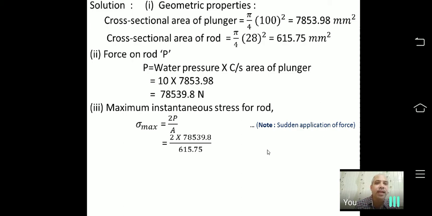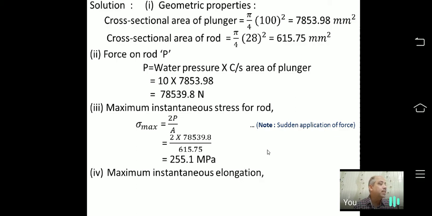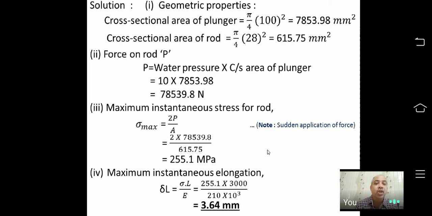And now knowing value of sigma max, we can find deformation also, and deformation we know again sigma max L upon E. So maximum stress we are going to get on the rod, and that is 255.1 MPa, and maximum elongation we are going to get, that is 3.64 millimeters. So we are in this fashion. So load applied you have to see, and then you have to solve the problem.